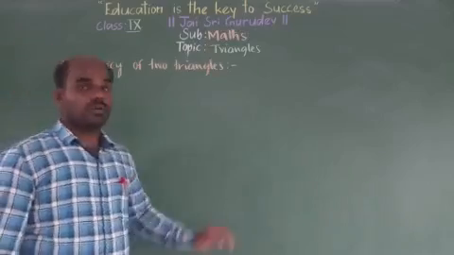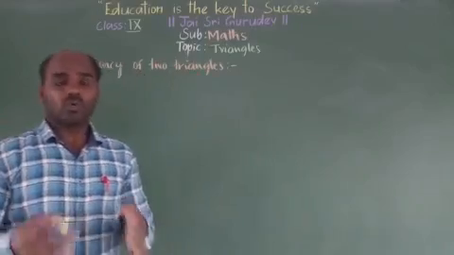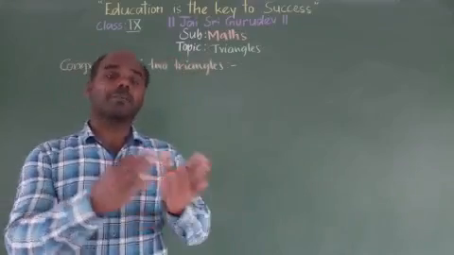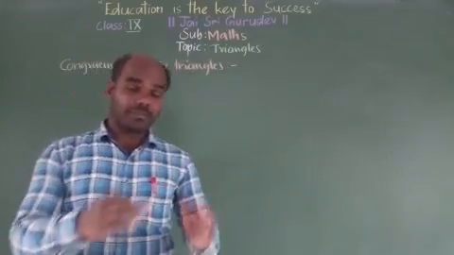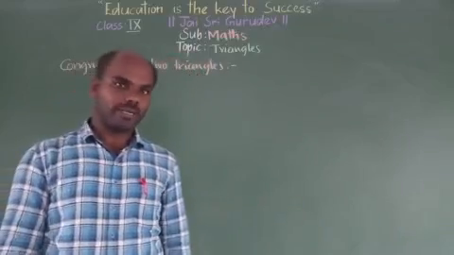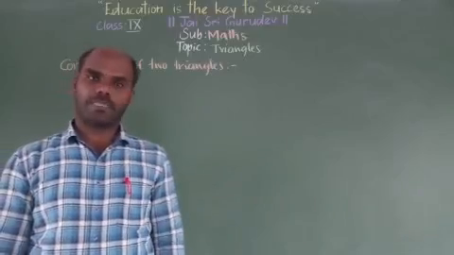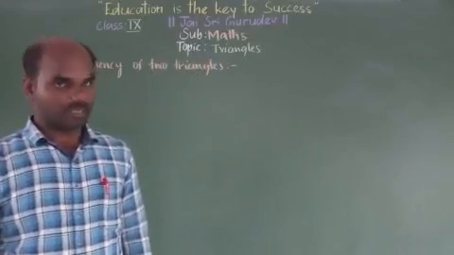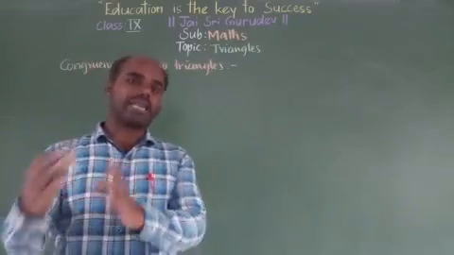Dear children, now we are entering the topic of congruency of two triangles. So what do you mean by congruency, children? Congruency is when we are comparing two figures, they must have the same shape and same size. Such types of figures can be called congruent figures. Now we are entering our triangles, that is congruency of triangles.